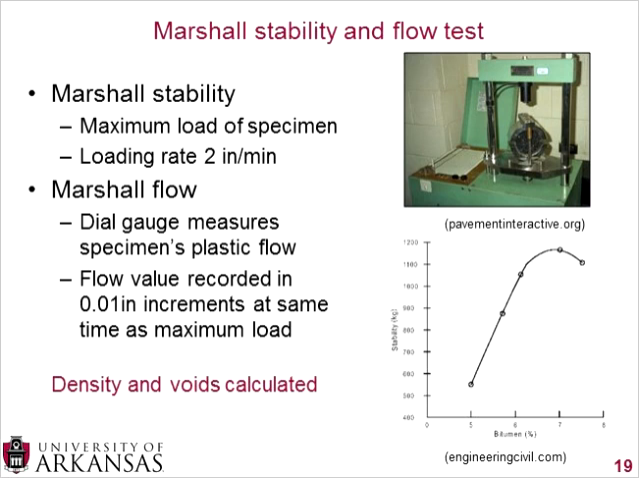So you not only are recording the load, but you're also recording the horizontal deformation with the dial gauge, and that measures the plastic flow of the specimen. And flow values are recorded at 1/100th of an inch increments, and your flow value is recorded at the same time as your maximum load. So when you reach your maximum load, you not only have the load, which is the maximum, but you also have the flow value, which is the deformation at that point.